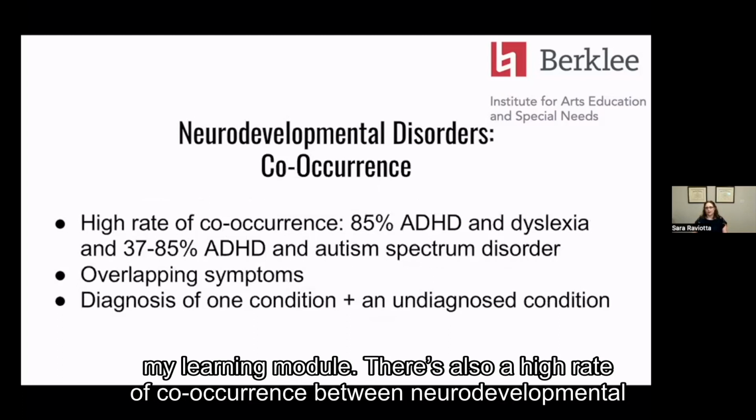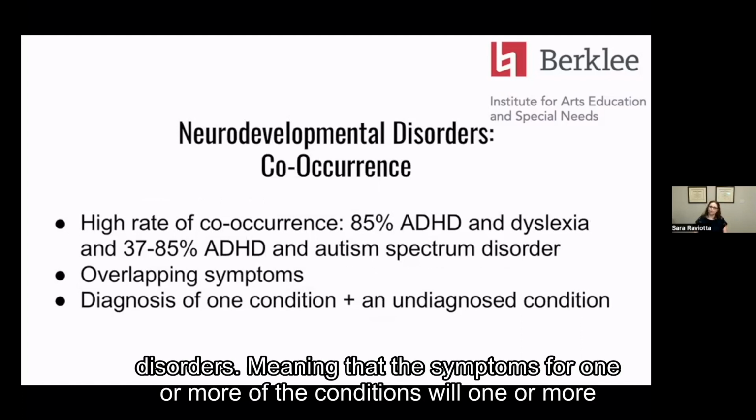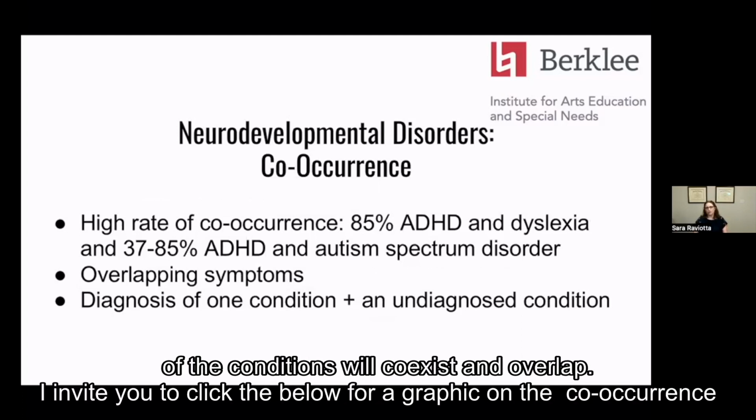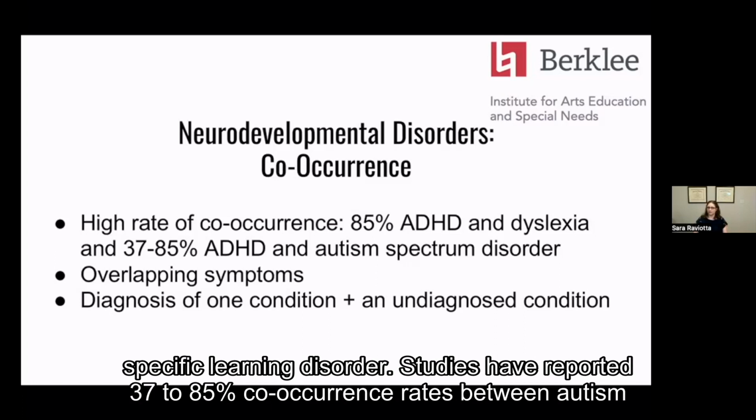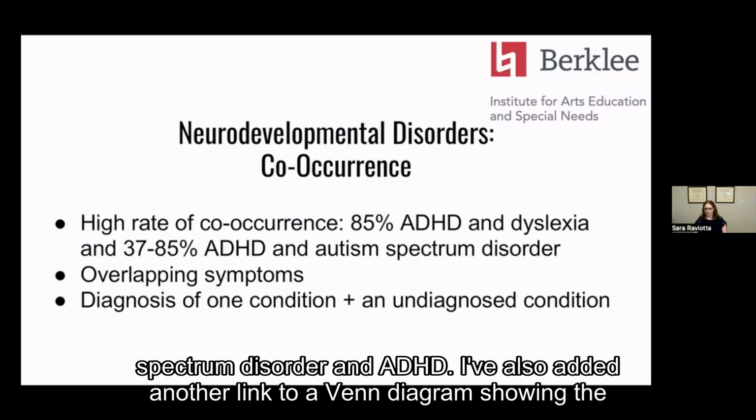There's also a high rate of co-occurrence between the neurodevelopmental disorders, meaning that the symptoms for one or more of the conditions will coexist and overlap. I invite you to click the link below for a graphic on the co-occurrence of ADHD and specific learning disorders, where you'll see that 85% of people diagnosed with ADHD will also have a mild specific learning disorder. Studies have reported 37 to 85% co-occurrence rates between autism spectrum disorder and ADHD.